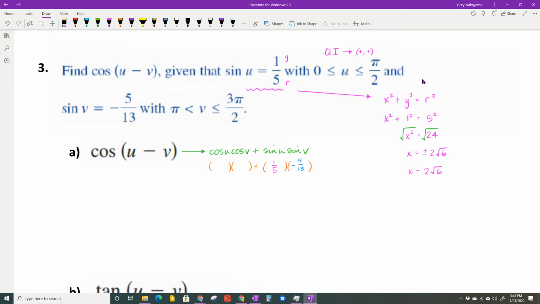So that means I can find the cosine of u, because the cosine of u is x over r. So that's going to be 2 square roots of 6 over 5. Now we have to go do the same thing with v.